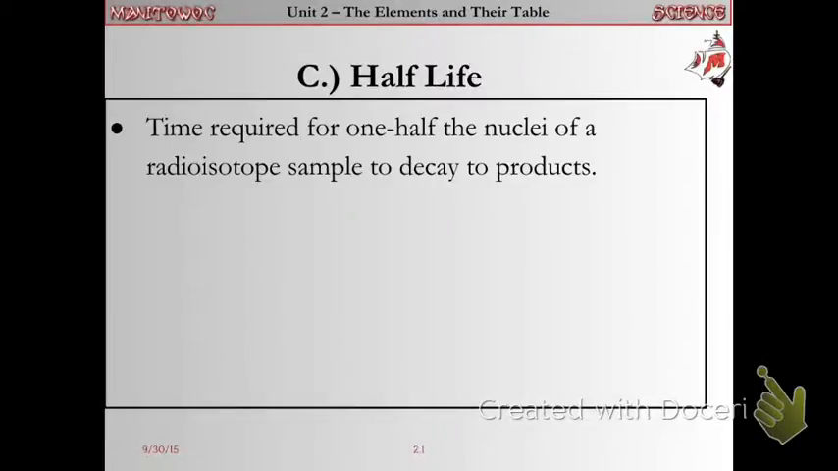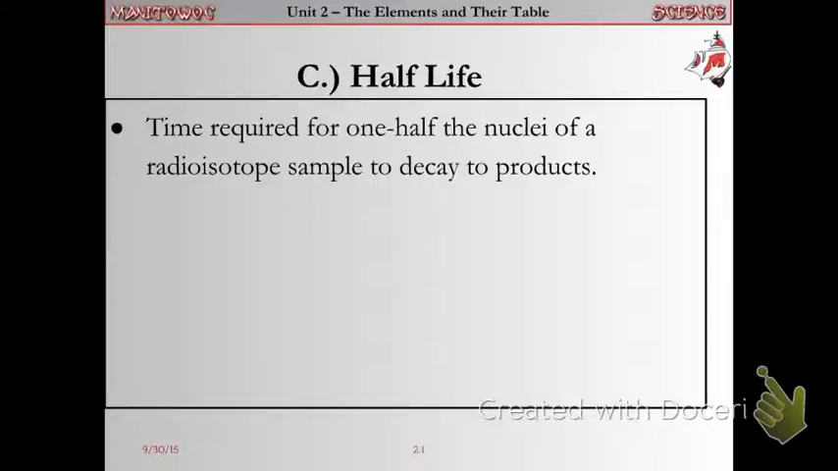So how do we measure radioactivity? Well, we use something called a half-life. A half-life is defined as the time required for 1/2 of the nuclei of a radioisotope sample to decay. So essentially it's like saying, how long is it going to take for 100 grams of this stuff to go down to 50 grams of this stuff?